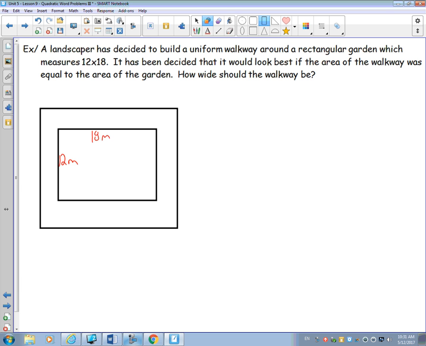It has been decided that it would look best if the area of the walkway was equal to the area of the garden. So the walkway equals the garden. Okay. How wide should the walkway be? We don't know, but we know it's uniform. So x and x and x and x.